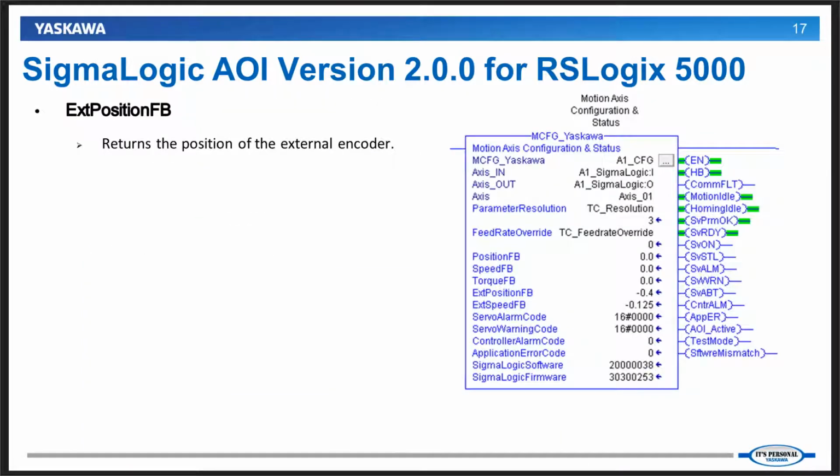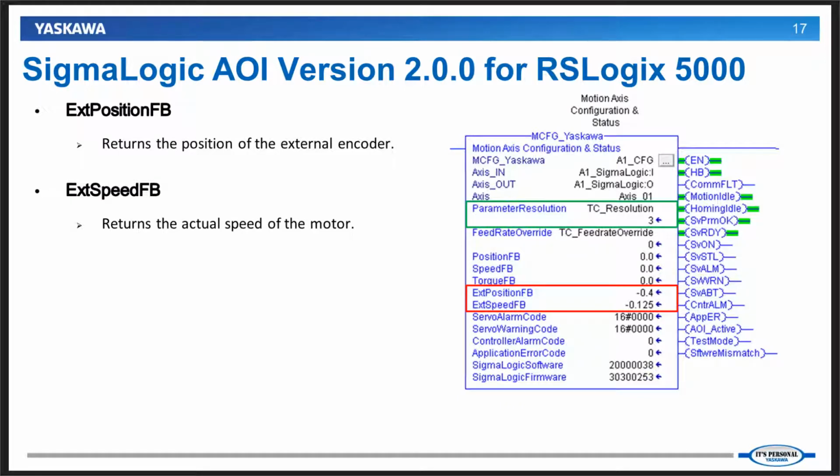So motion config Yaskawa now has additional output parameters called external position FB and external speed FB, which basically give you the external encoder position and speed information back to the master. You can set the resolution based on the parameter resolution here. So if you set this to 3, you will see 3 decimal place accuracy for external encoder position and speed.